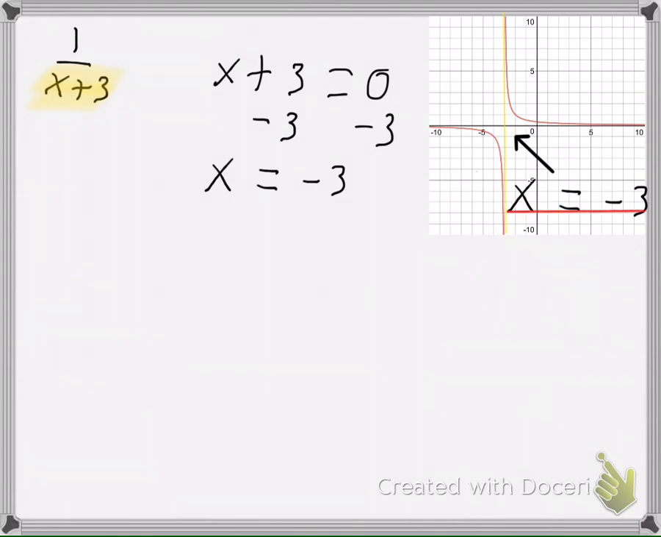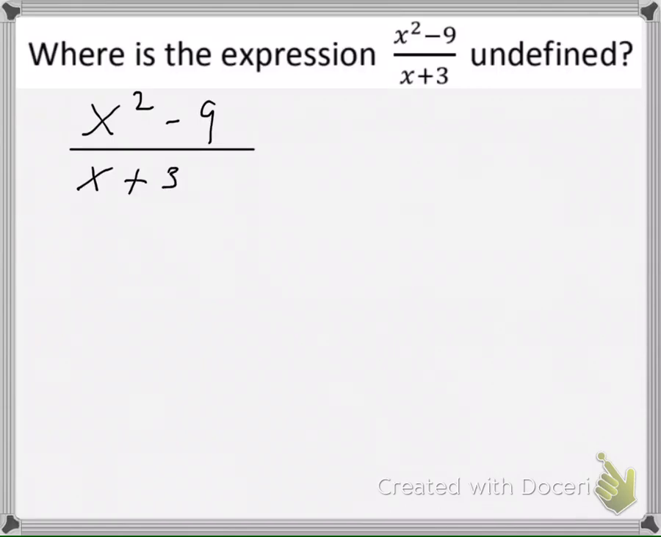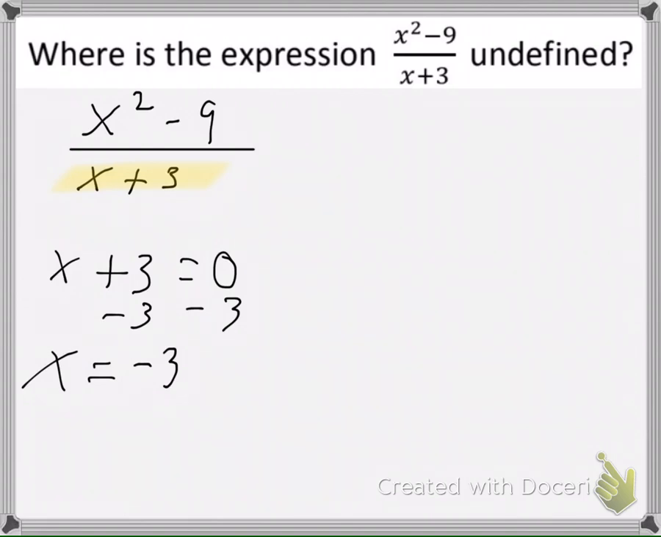Okay, so now that that's covered, I want to go over this expression, x squared minus 9 over x plus 3. So we're going to figure out where it's undefined. We're going to set the bottom equal to 0. So solving for x, I know that if I plug in negative 3, I get 0 on the bottom, which is not okay. So x should not be able to equal negative 3.